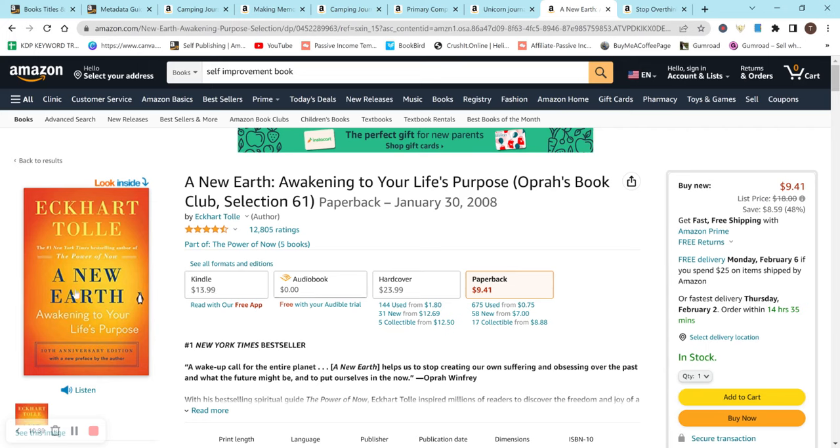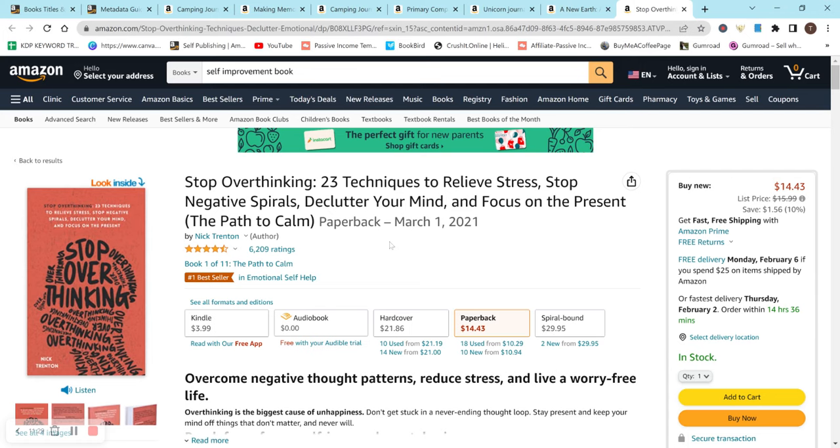So this one is Stop Overthinking, 23 Techniques to Relieve Stress, Stop Negative Spirals, Declutter Your Mind, and Focus on the Present, The Path to Calm. So the Path to Calm is in parentheses because this is actually a series. So again, that makes sense. And this whole second part is also on their book cover. So they have all of the capitalizations correctly, and it flows.